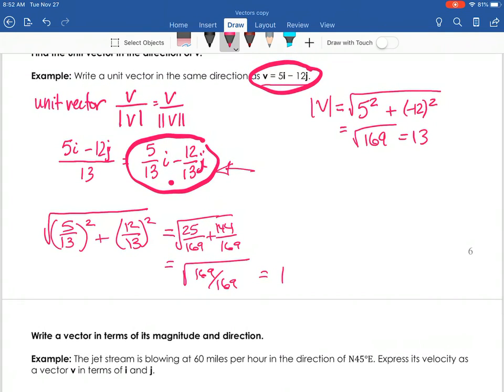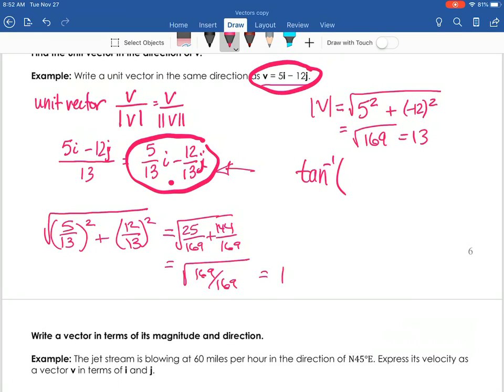How would I check to make sure that my directions are the same? What would I use? How do I find the direction or the angle of the vector? Do you guys remember? Inverse tangent. Yeah, inverse tangent. So let's do it. Let's check.